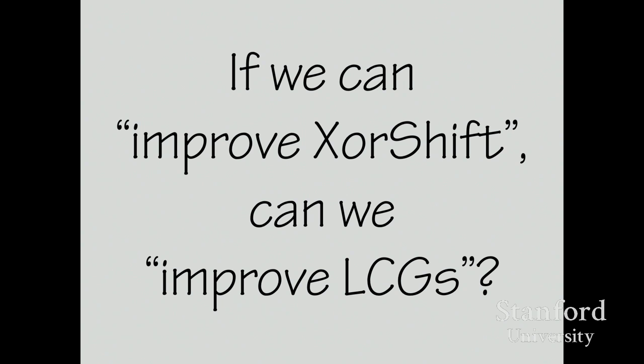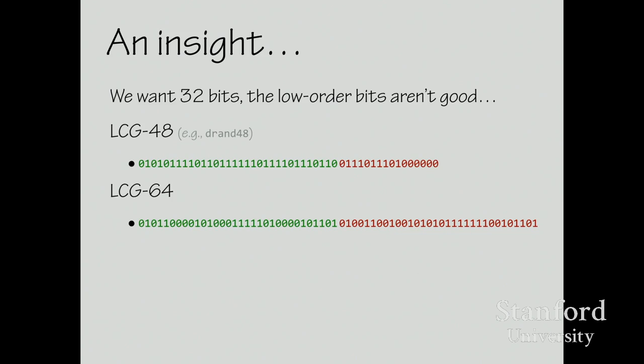It only stands to reason. So let's see if we can come up with an idea here of what to do. We know we want 32 bits. We know the low order bits are terrible. Like the lowest order bit is just going 0, 1, 0, 1, 0, 1, which is not very good at all. But they get better as you go further up.